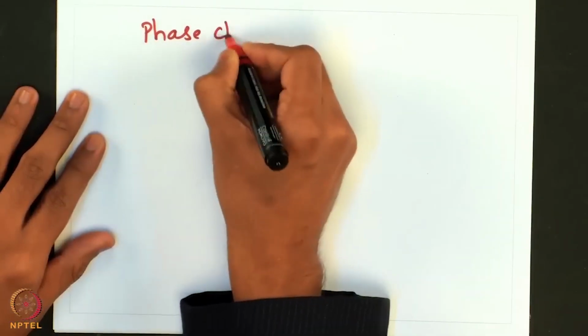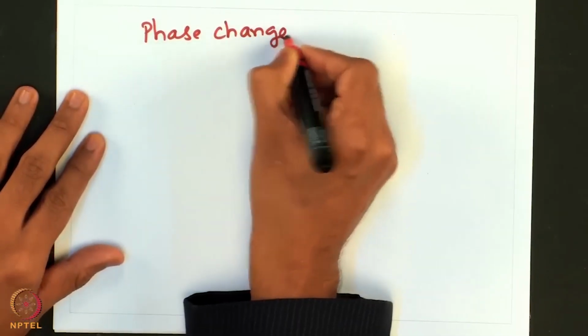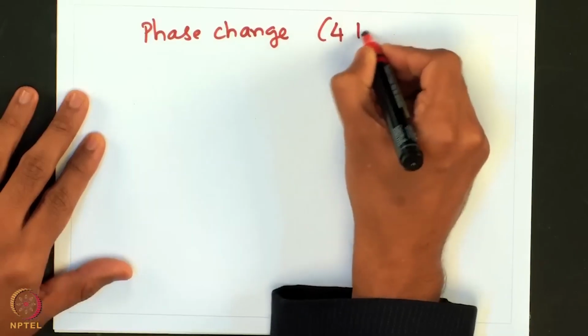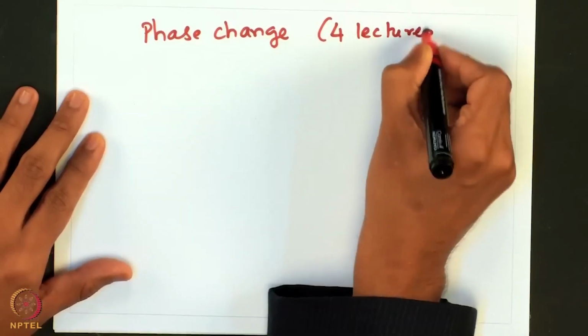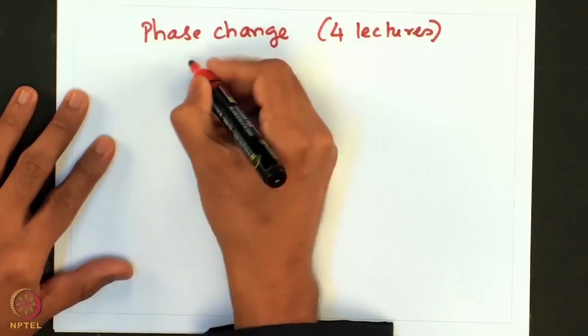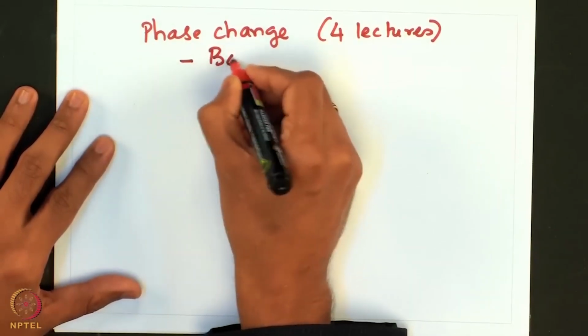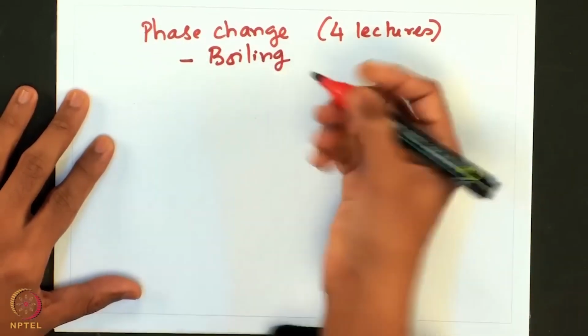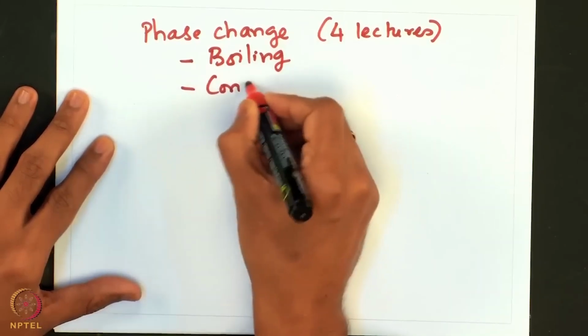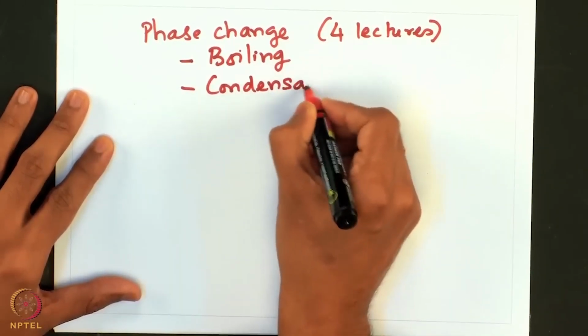Once we finish the convection part, which is basically 23 lectures, we will move on to the next topic, where we would introduce how to quantify heat transport processes when phase change is involved. We will look at phase change, and we essentially will be looking at it in 4 lectures, where we will consider two particular topics. One is boiling and the other one is condensation, each of these in 2 lectures.